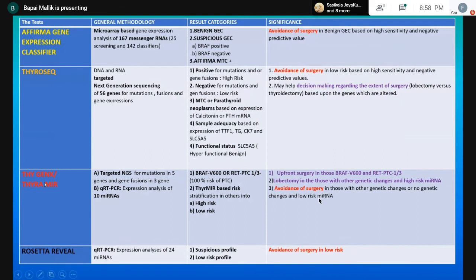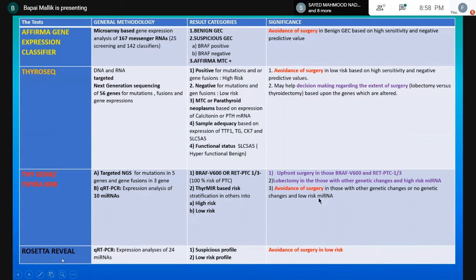the details of that. The other one is ThyroGenX, where you are looking for this particular BRAF V600E or RET/PTC. These patients, you can say that they are 100% papillary thyroid carcinoma. So you just go up for surgery, and they can go for a near total thyroidectomy. And then, next, you do the microRNA analysis. And based on microRNA, if it is not BRAF V600E RT-PCR positive, you go for the thyroid microRNA test, and based on microRNA, you divide into high risk and low risk. And if it is low risk, you can avoid surgery.